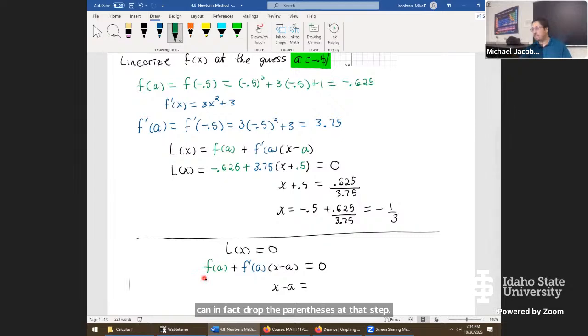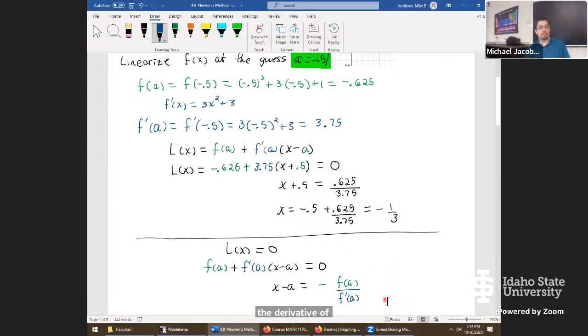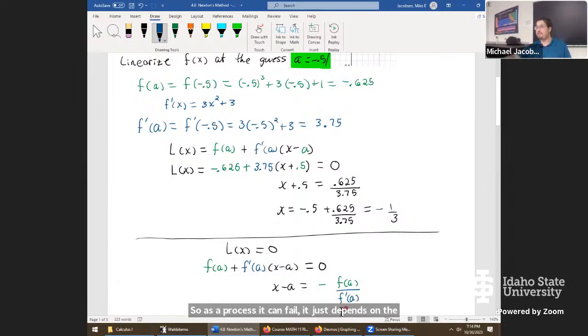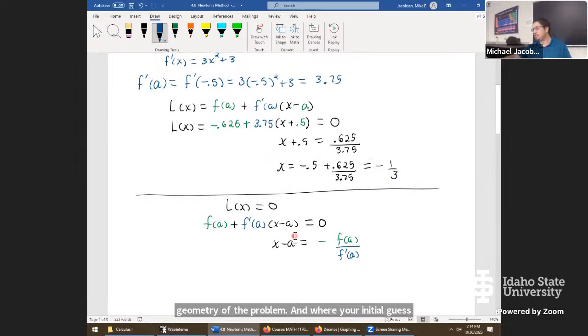So subtract this f of a to start. So here's minus f of a. Divide by the derivative, f prime of a. It would go right here. Already we can note that this process will not work if the derivative of f at a is ever 0. You would have to divide by 0 right here. So as a process, it can fail. It just depends on the geometry of the problem and where your initial guess is. You have to prevent 0 in that location.